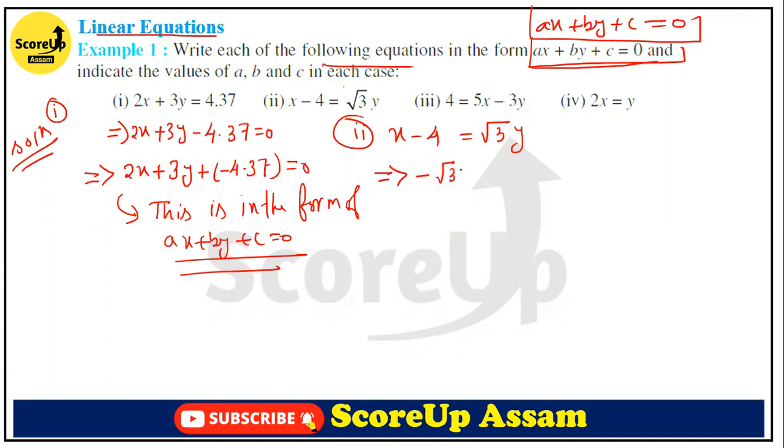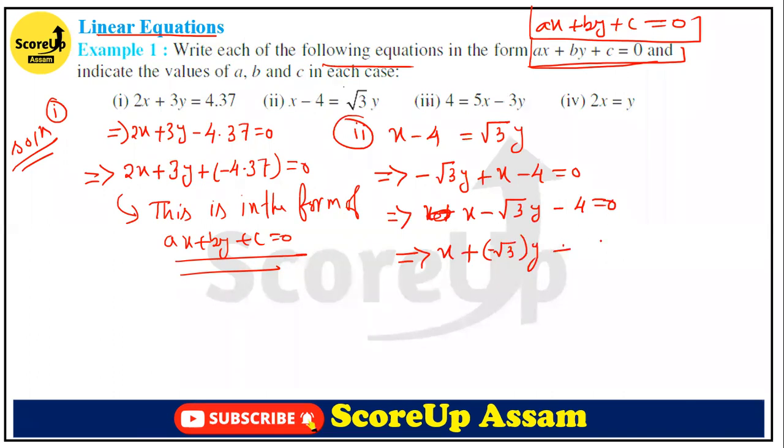Minus root over thrice y plus x minus 4 equal to 0, because root over 3y is coming to the left hand side, so it will come along with a minus sign, right? So x minus root over 3y minus 4 is equal to 0. That is, x plus minus root over thrice y plus minus 4 is equal to 0. Now it is in this form.